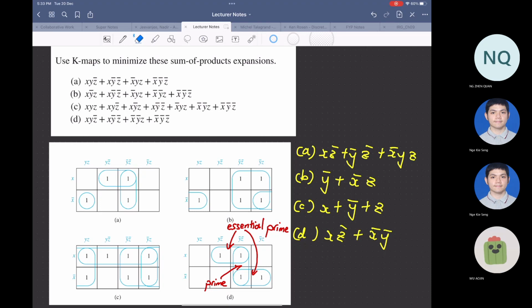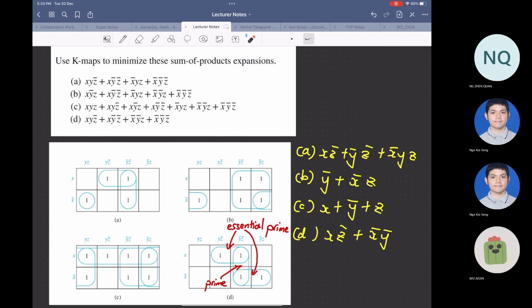So why do we introduce essential and prime? Because we don't want to take too many minterms. We only need the smallest possible number of blocks that cover the 1s. For example, you can see that there are 3 blocks that cover this one. So which one should we take? Should we take them all? This will become a question. We'll see it in a later question, I think.